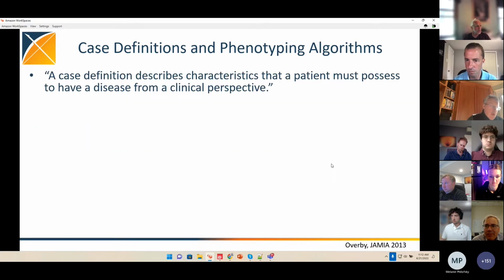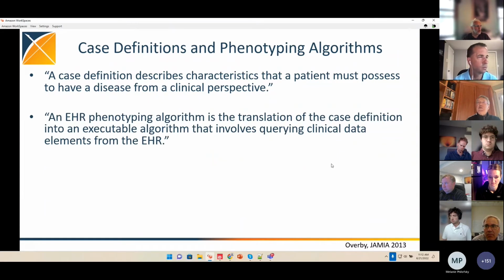A case definition describes characteristics that a patient must possess to have a disease from a clinical perspective. An EHR phenotyping algorithm is the translation of the case definition into an executable algorithm that involves querying clinical data elements from the EHR.